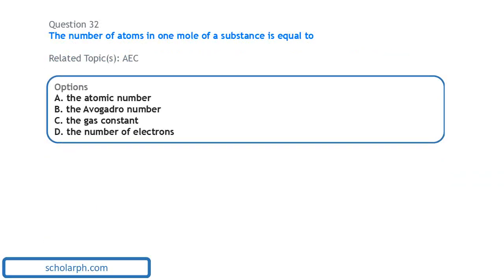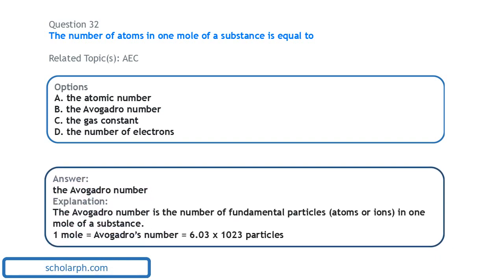Next, the number of atoms in 1 mole of a substance is equal to... alright, the number of particles, like atoms, in 1 mole of a substance is equal to what we call Avogadro's number. And that number is 6.02 times 10 raised to power 23. So 1 mole of a substance, of an element for example, is going to contain 6.02 times 10 raised to power 23 atoms.